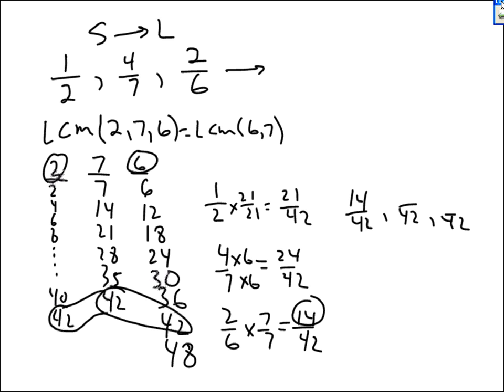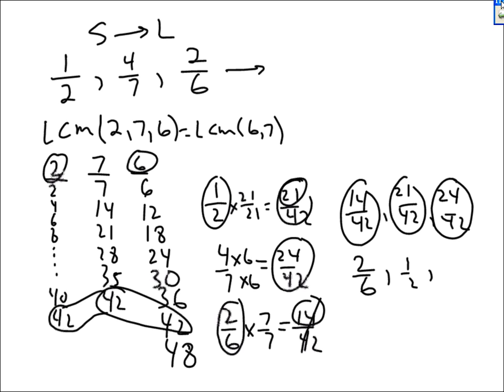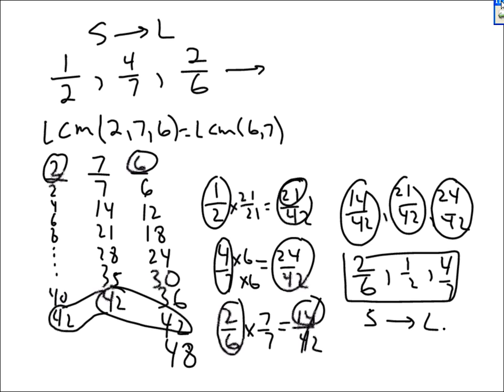Smallest numerator is the smallest, and that's the largest. And 14 over 42 came from 2 over 6. 21 over 42 came from a half. And 24 over 42 came from 4 over 7. There it is. There's the ordering from smallest to largest.